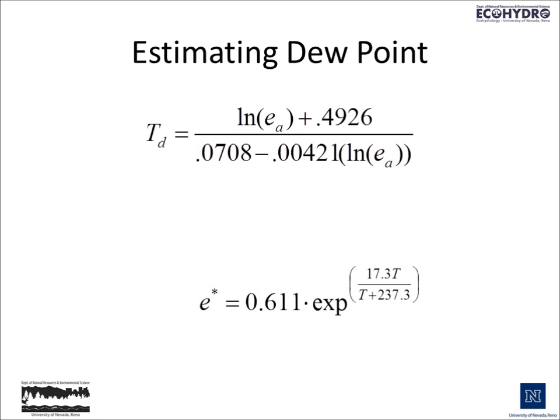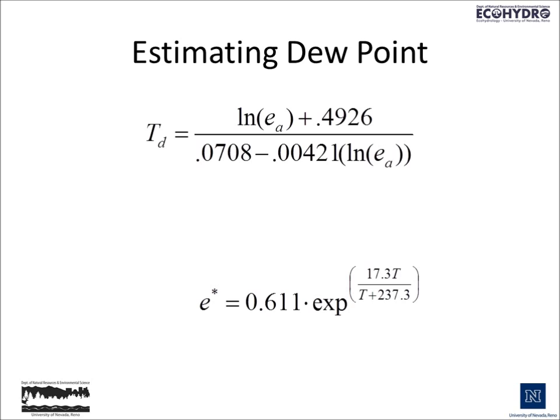We can estimate the dew point from a couple of different relationships. The bottom one, E star, is equal to 0.611 times the exponential function of the quantity 17.3 times temperature divided by temperature in degrees centigrade plus 237.3.